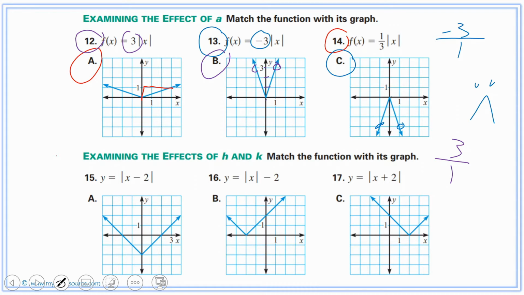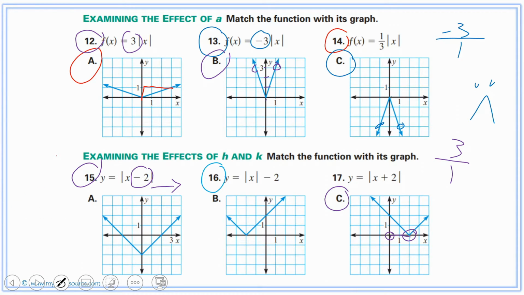Right, the effect of H and K, what you notice, like I said, with the minus 2, it's actually a positive movement. And minus 2 means you're going to the right. Right, it's just the opposite. And so you're looking for a graph that has shifted 2 units to the right, which will be this one. And so you're looking from the vertex, has shifted 1, 2 units. And so number 15 matches with C.